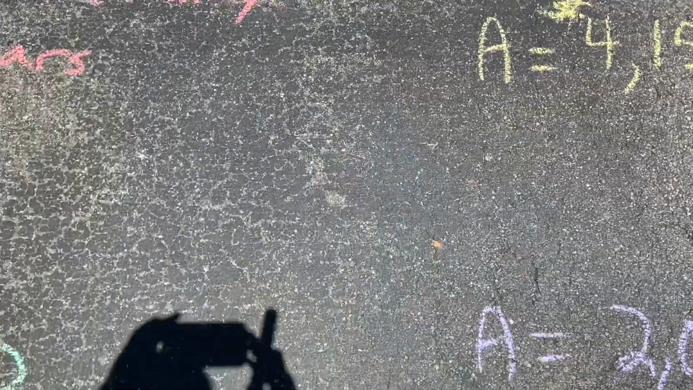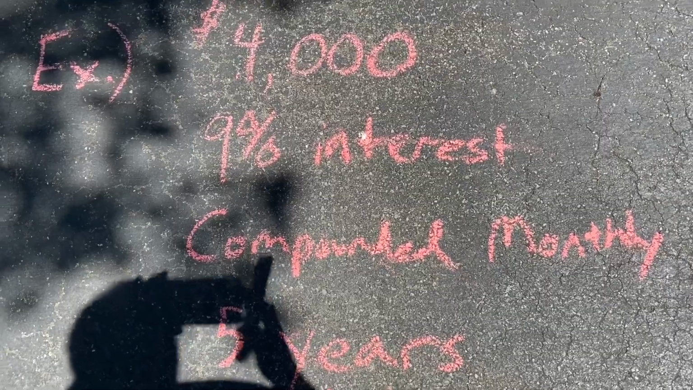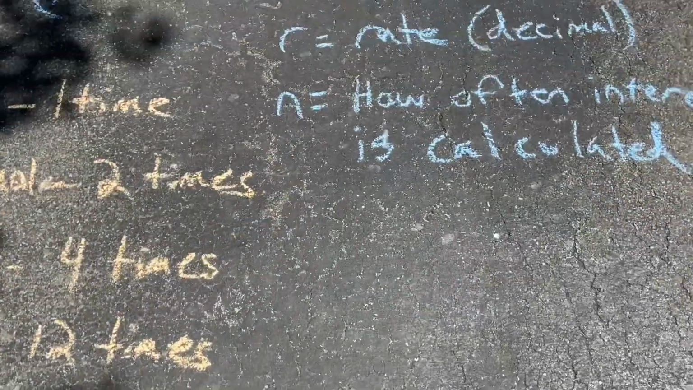So there is compound interest. Now, the word compounded can kind of be substituted with the word calculated. Calculated monthly, compounded monthly. It's kind of a fancy name for calculating.